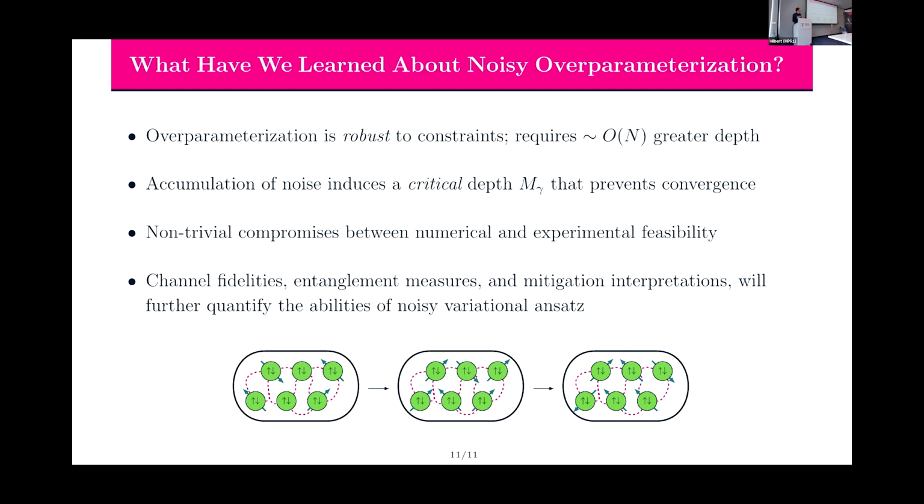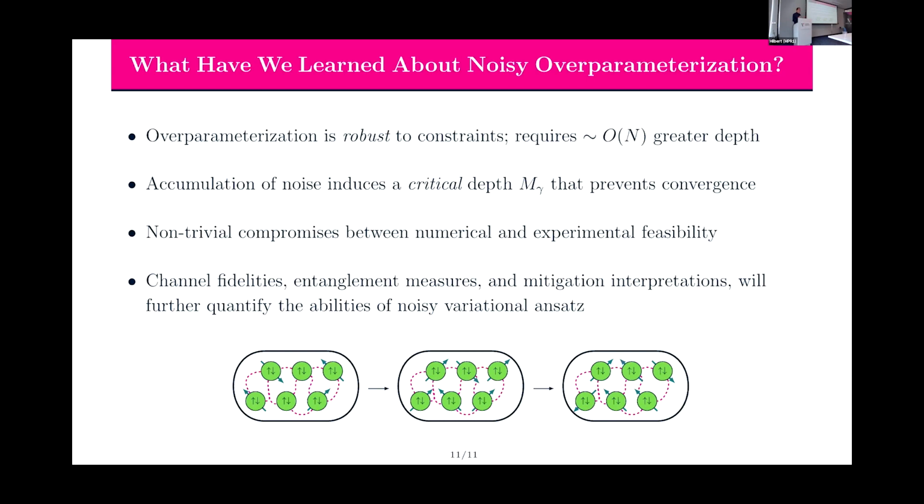But this noise is a very different phenomenon, and it really prevents arbitrary convergence up until this critical depth that we found. So ultimately these are pretty non-trivial compromises between what you could do experimentally and what you maybe want to do numerically, if things converge well numerically but it's totally infeasible experimentally.